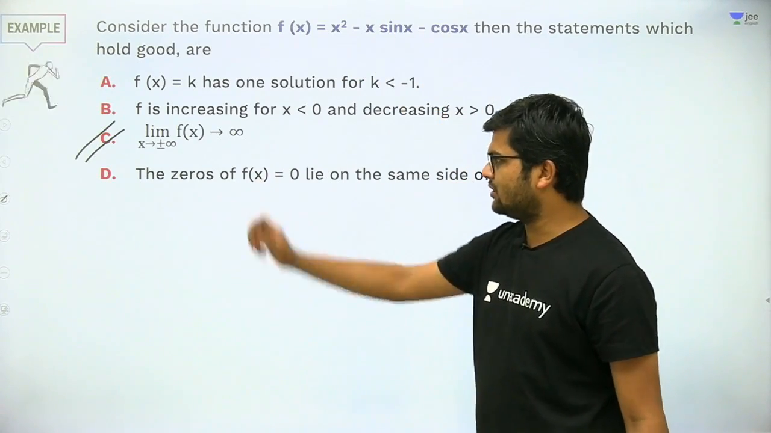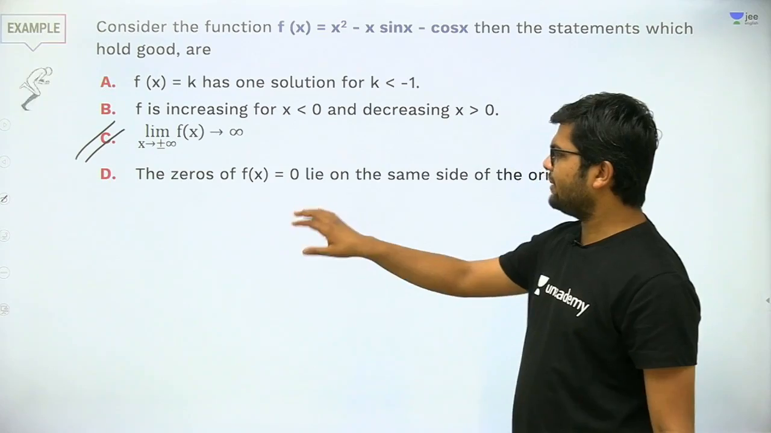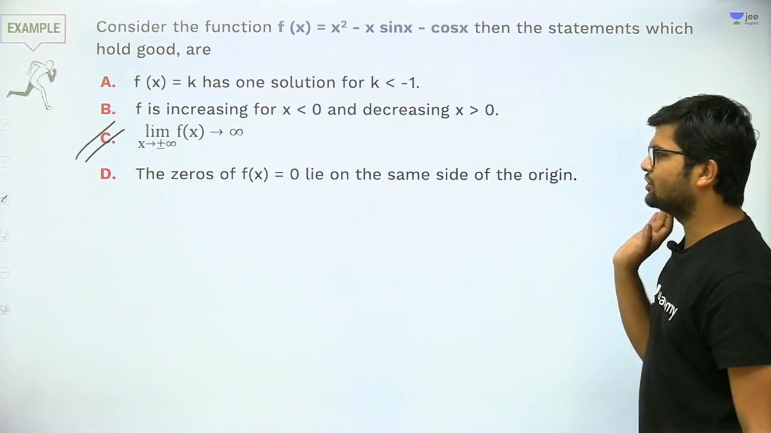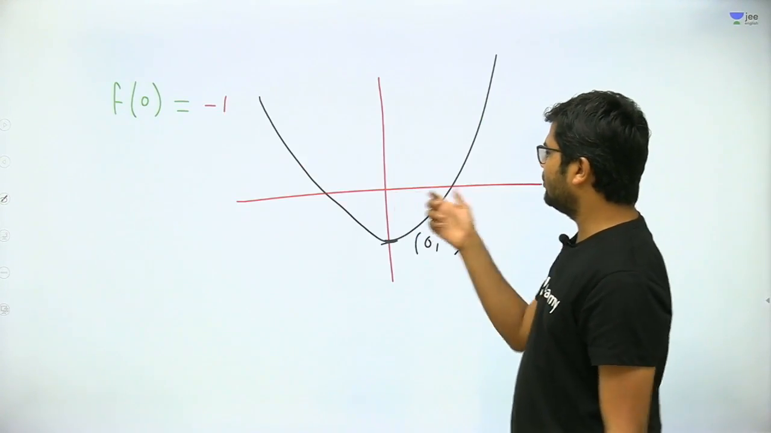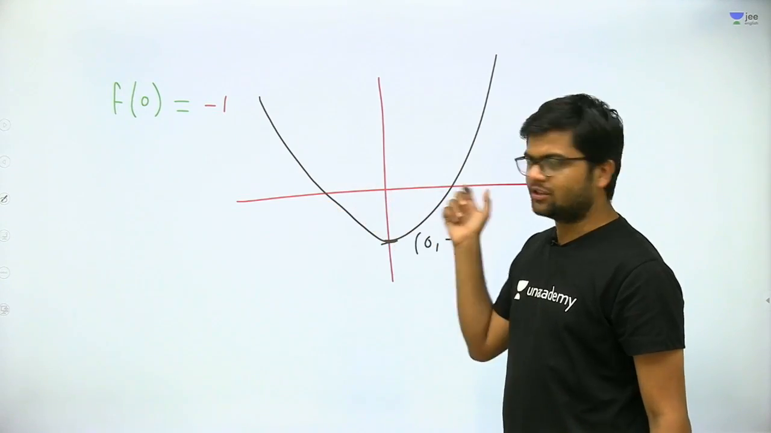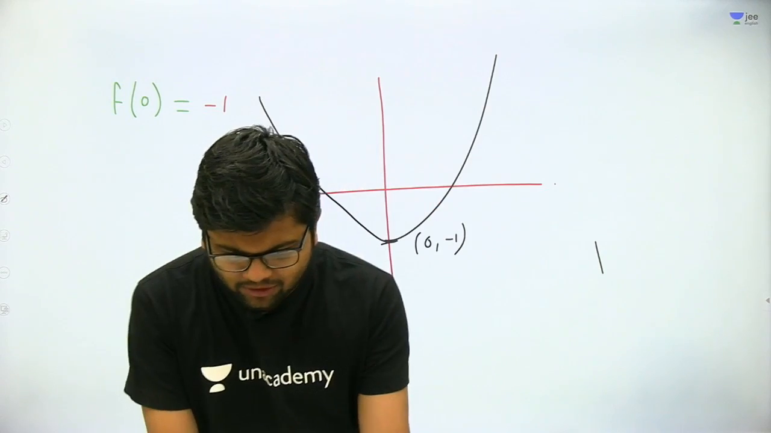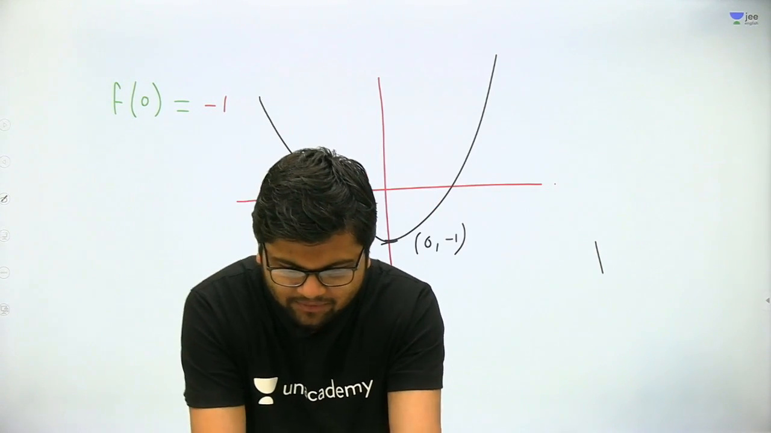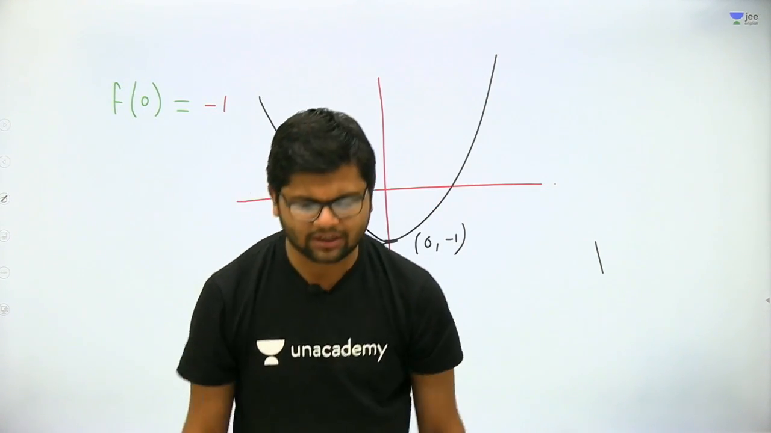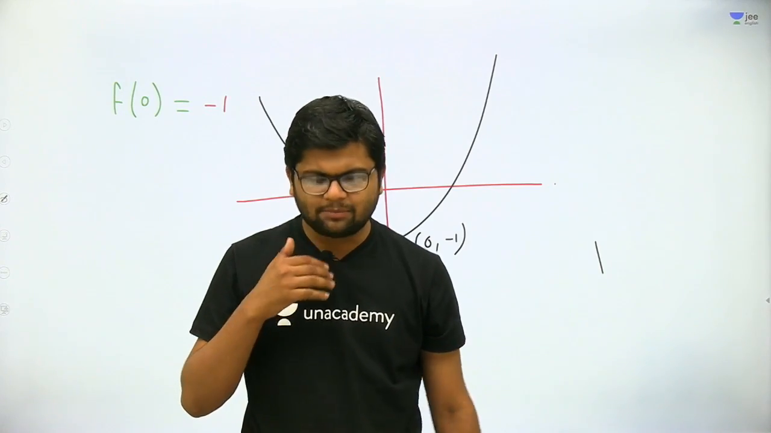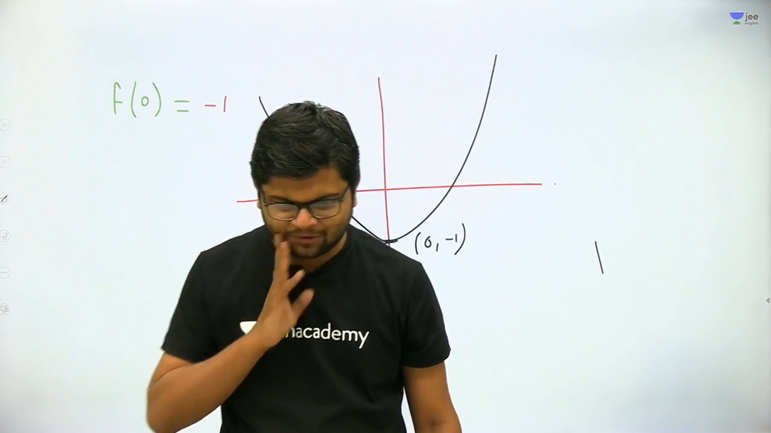And statement D: zeros of f(x) equal to 0 lie on the same side of origin? No, f(x) equal to 0 lies on either side of origin. One root is positive and the second root is negative. Very good question. Edu Gaming, you can refer to the Arihant Publications book for KVPY, no issue with that.